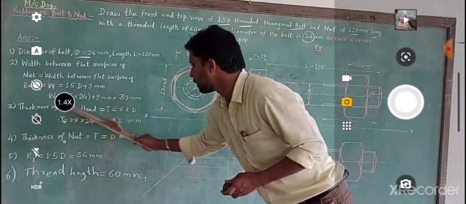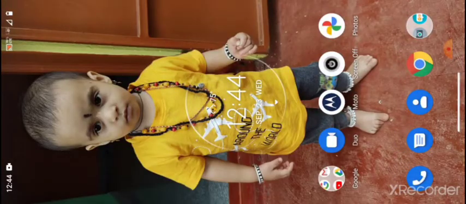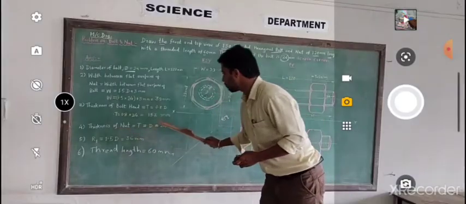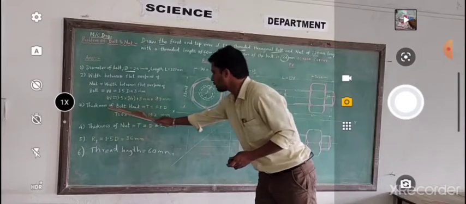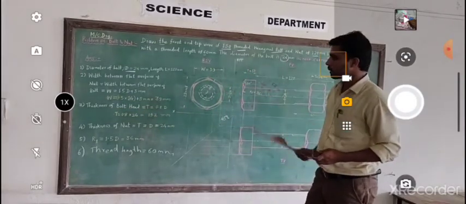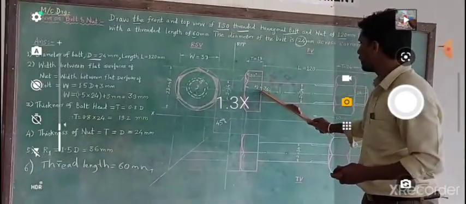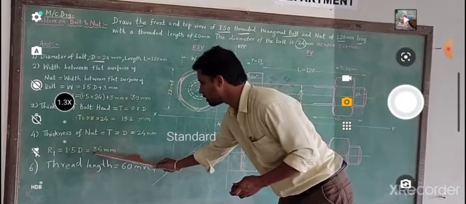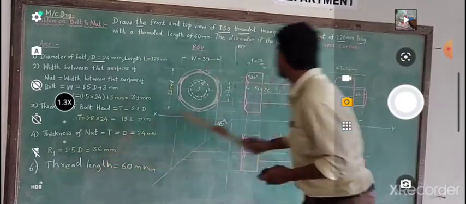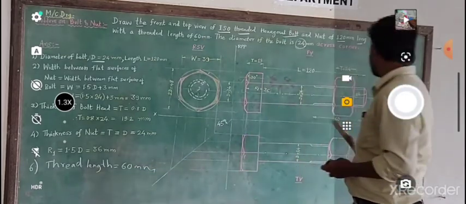The thickness of the bolt head and the thickness of the nut differ: thickness of bolt head is 0.8D, thickness of nut is 0.9D. So the thickness of the bolt head is 19.2, but we are directly rounding off to 19. Then R1 is equal to 1.5D. Where is R1? Here is R1. So you have 36 mm. The thread length is already given, that is 60 mm. Like this you can take the thread length.